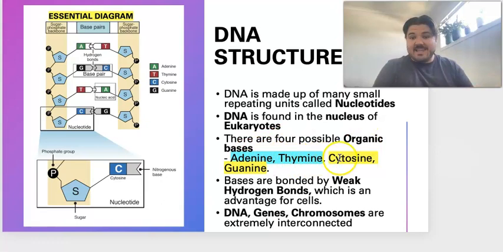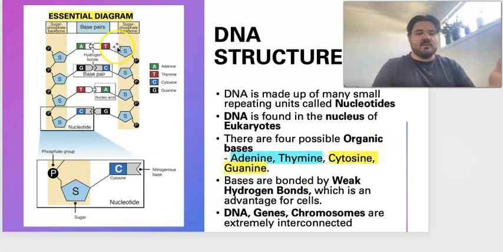Now, there are four possible nucleotides, and that's because there are four possible organic bases: adenine, thymine, A and T, and then cytosine and guanine, C and G. Within a nucleotide, the base that's attached is completely at random. So it could be a C, T, G, or an A: adenine, thymine, cytosine, and guanine.